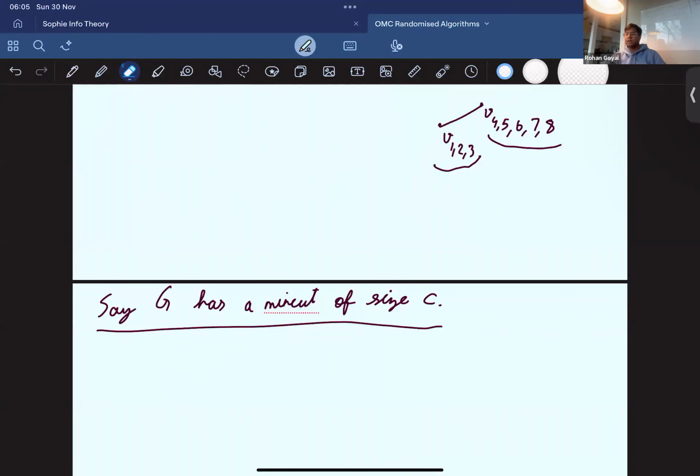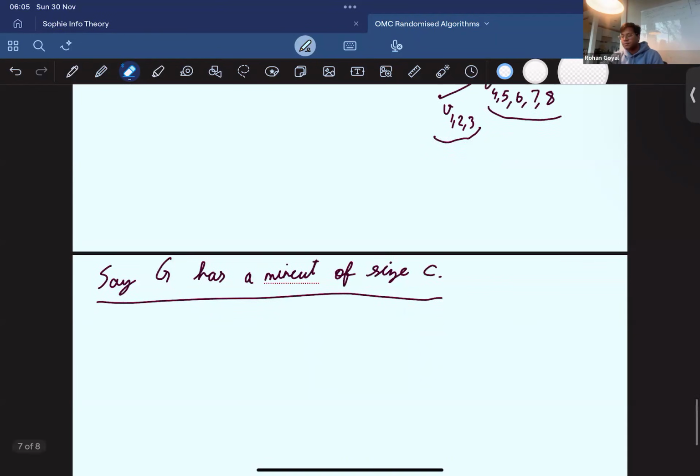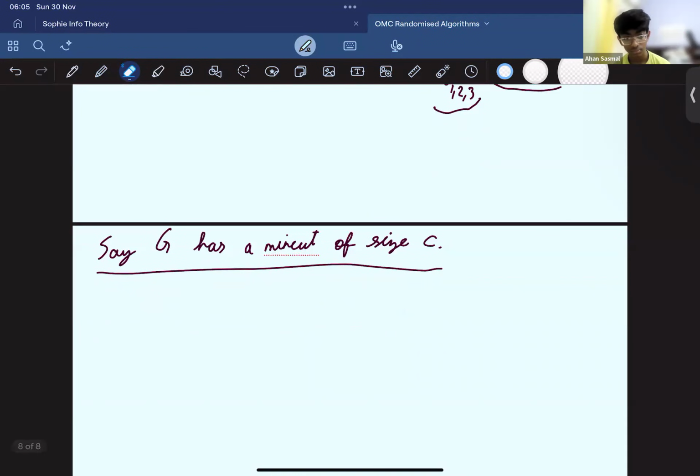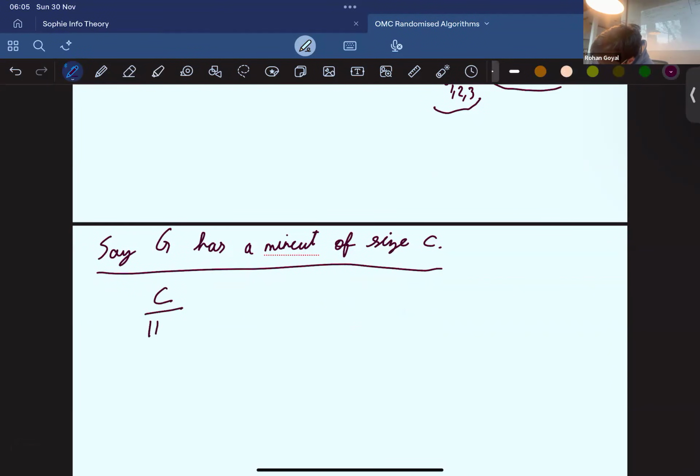So say G has a min cut of size C. Can you say, in one step of this process, what is the probability of picking one of these C edges to contract on? If you don't contract on any of these C edges, you're happy in that step. So what is the probability of contracting on one of these C edges? 1 by C? No, you picked a random edge from all the edges in the graph. C by the number of edges at that step. Good. C by number of edges.